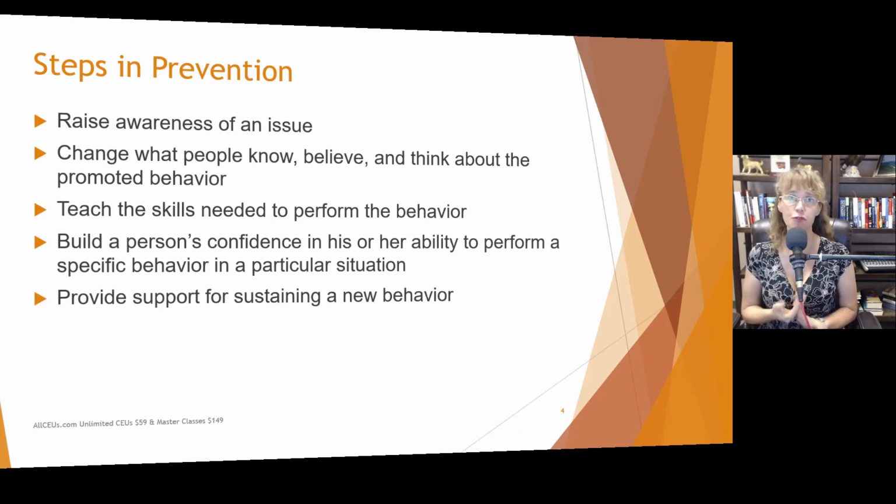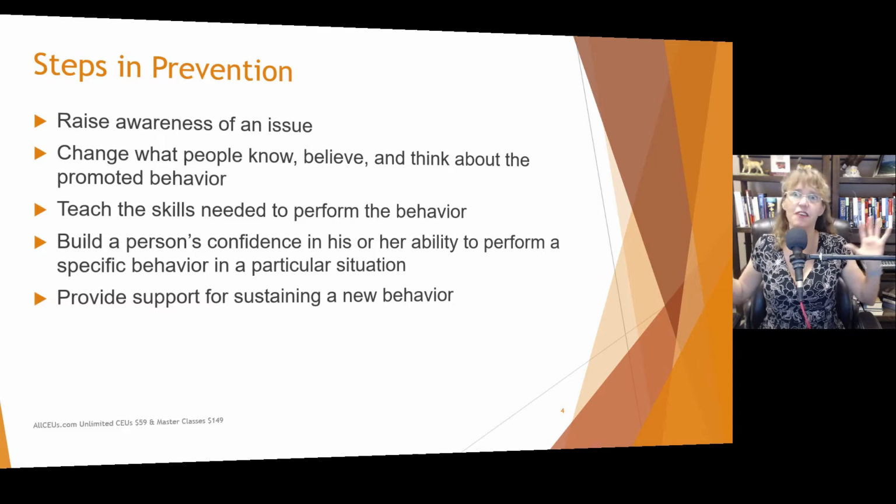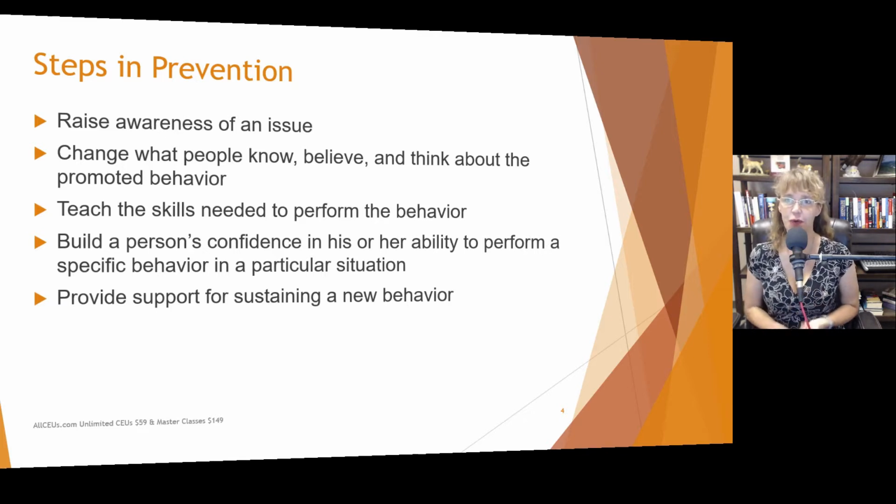And if you go to SAMHSA's website, the Substance Abuse and Mental Health Services Administration's website, they do have a section on prevention programs, and they can walk you through doing that needs assessment. So that's the first step, is to figure out what the issues are. The next step is to raise awareness of an issue. If it is, for example, homelessness or chronic pain, you want to raise the awareness of the issue and how it's connected to opioid misuse.